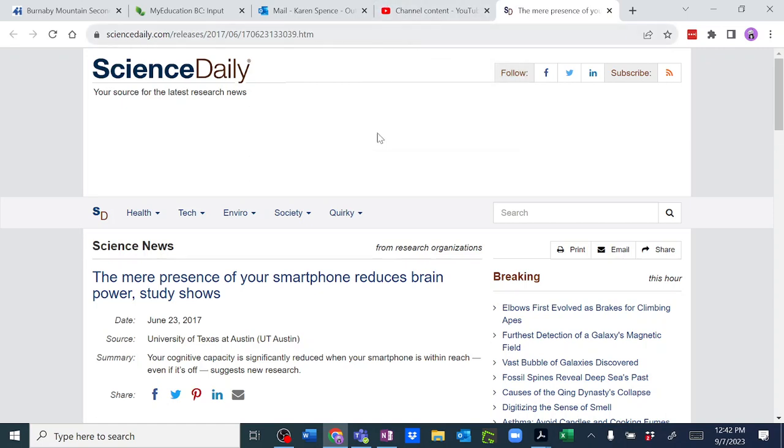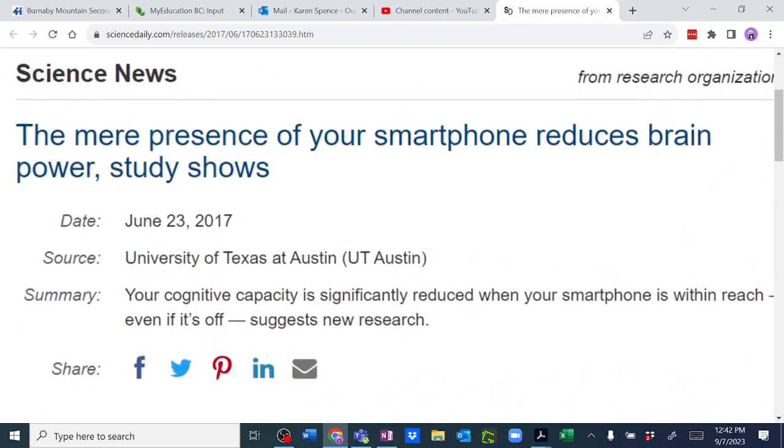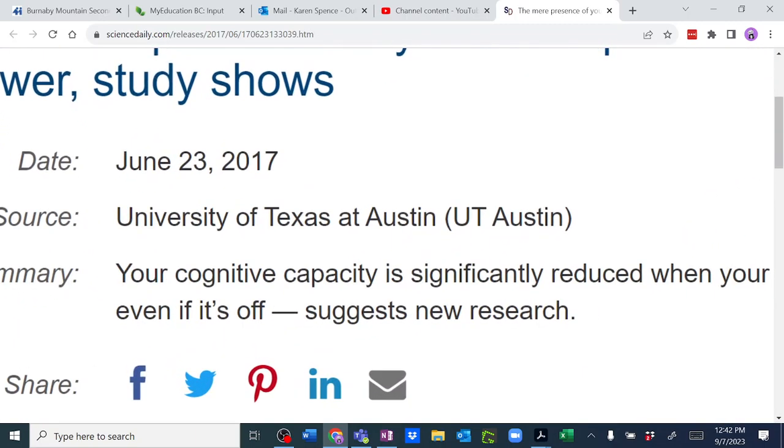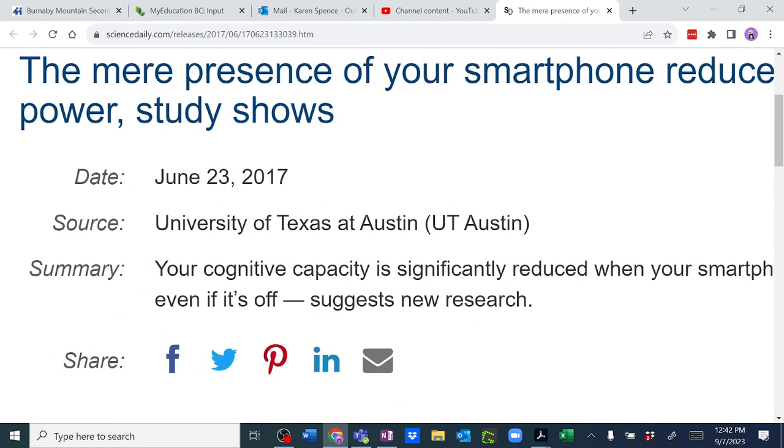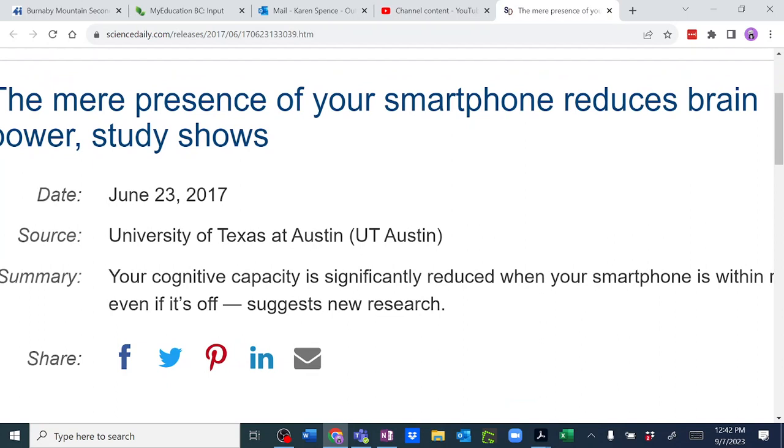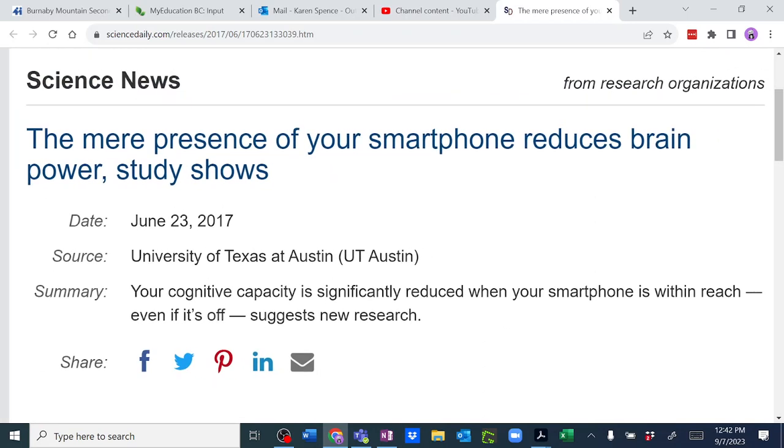The real reason is that I want you to succeed, and I want you to succeed very, very well. And there was a study done at the University of Texas at Austin, and the summary: your cognitive capacity, which is basically your brain's ability to function, process information, absorb and retain information, is significantly reduced when your smartphone is within reach, even if it's off, suggests new research.